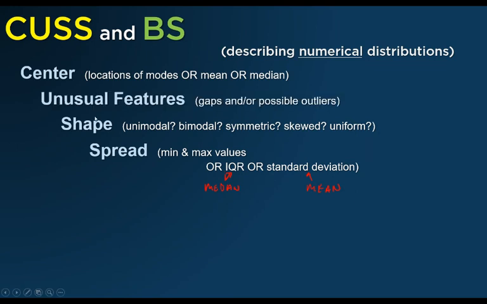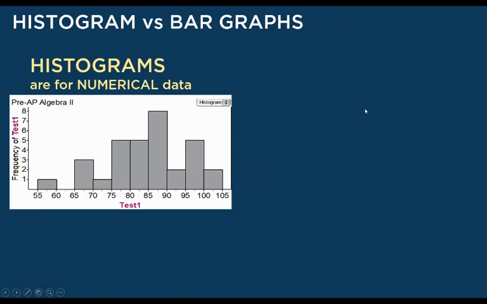The U for CUSS is unusual features. If there's anything weird happening in the distribution, any gaps, any possible outliers, we would also mention those, but not every distribution has those. So again, if we zoom back here, there's a gap. There were no scores from 60 to 65, or in that bin from 60 to less than 65, which makes this group of scores, this one person that scored maybe as low as a 55, a possible outlier.